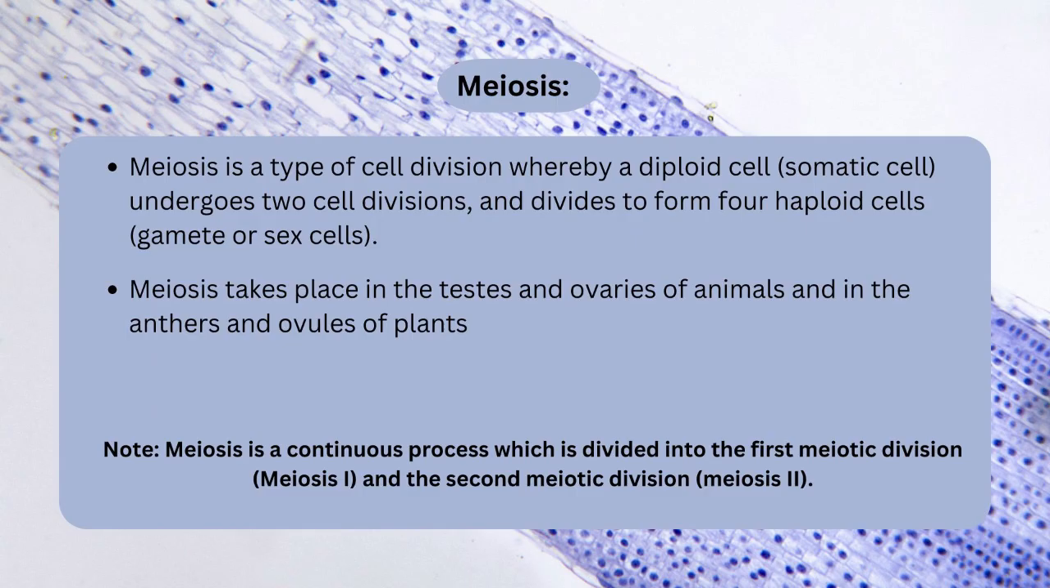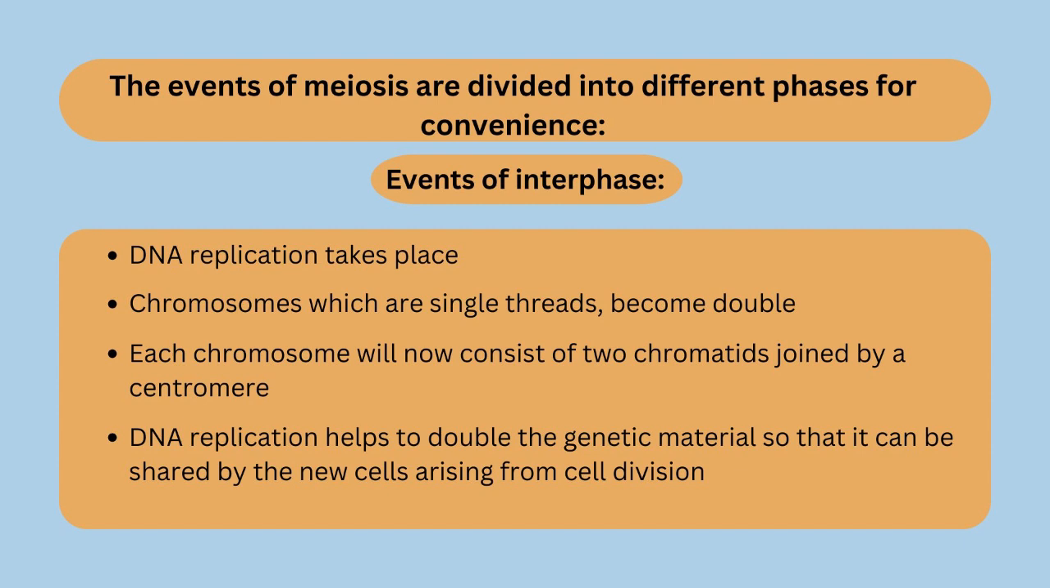Meiosis. Meiosis is a type of cell division whereby a diploid cell, somatic cell, undergoes 2 cell divisions, and divides to form 4 haploid cells, gamete or sex cells. Meiosis takes place in the testes and ovaries of animals and in the anthers and ovules of plants. Note, meiosis is a continuous process which is divided into the first meiotic division, meiosis I, and the second meiotic division, meiosis II. The events of meiosis are divided into different phases for convenience.